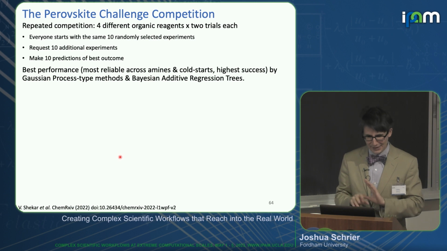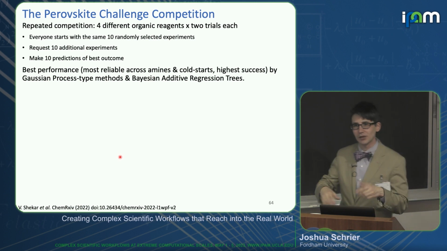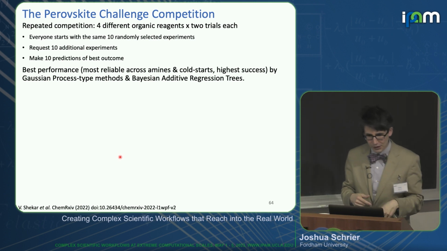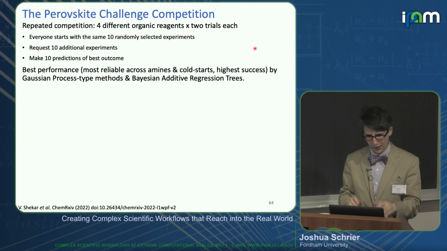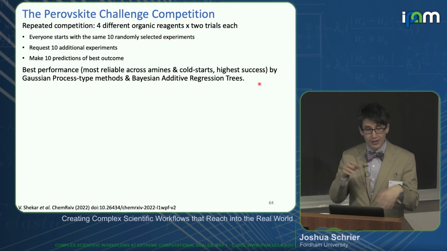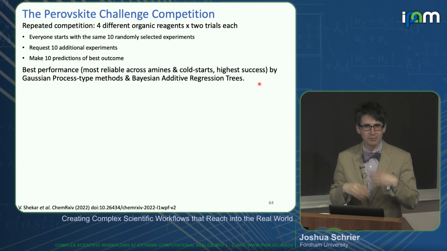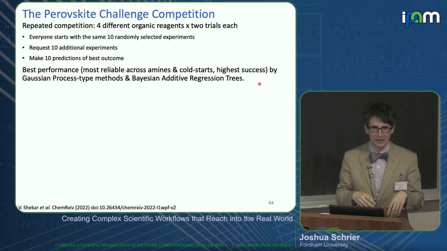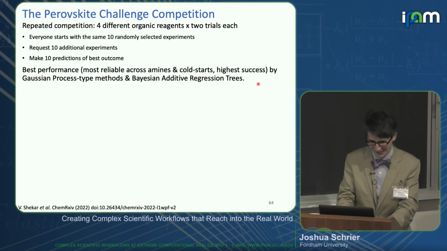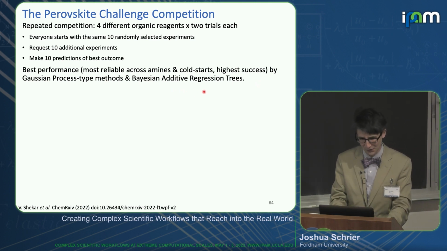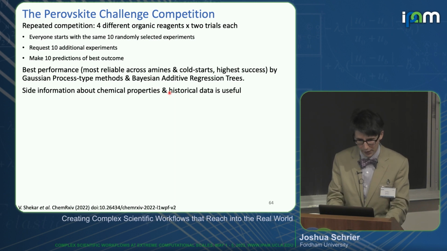To summarize things and maybe oversimplify things, the best performance in terms of reliability across these different amine building units and different attempts, cold start attempts, the different trials, different random initializations, high success rate, and so on, tended to be various forms of Gaussian process regression. Again, as we heard this morning, there's a lot of nuance in there. And so I'm glossing over the nuance of the particular kernel methods that were used. There were a variety of different ones. A Bayesian additive regression tree method also did quite well.